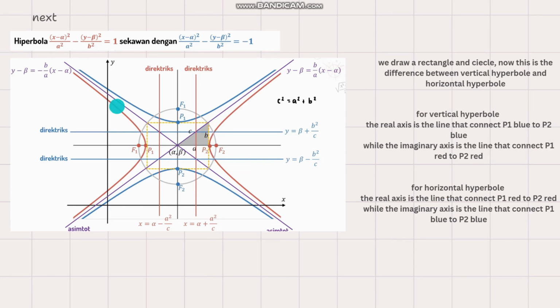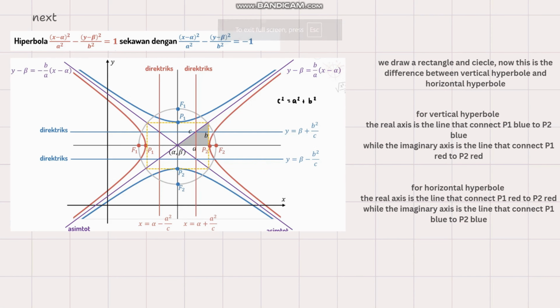For the horizontal hyperbola, the real axis is the line that connects P1 red to P2 red. So this is the real axis. And the imaginary axis is the line that connects P1 blue to P2 blue. So this is the imaginary axis. And this is the value of A, B, and C. Then we know that C squared equals A squared plus B squared.